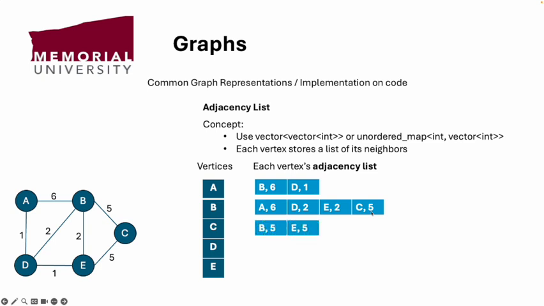For C, they have B and E, and the weight is 5 for both. For D, they have connections with A, B, and E, with weights 1, 2, and 1. For the last one, E, they have connections with D, B, and C, with weights 1, 2, and 5.